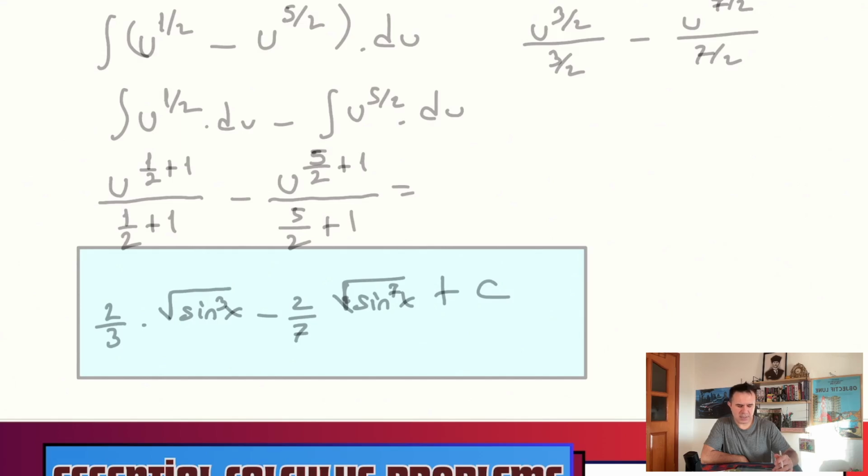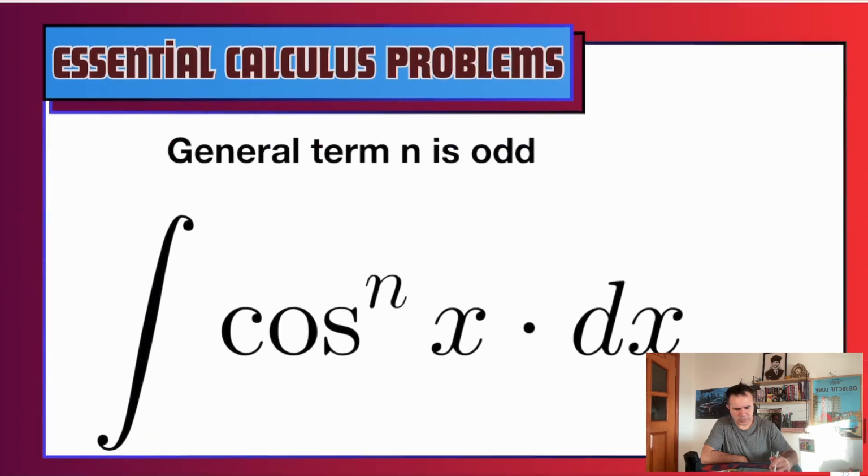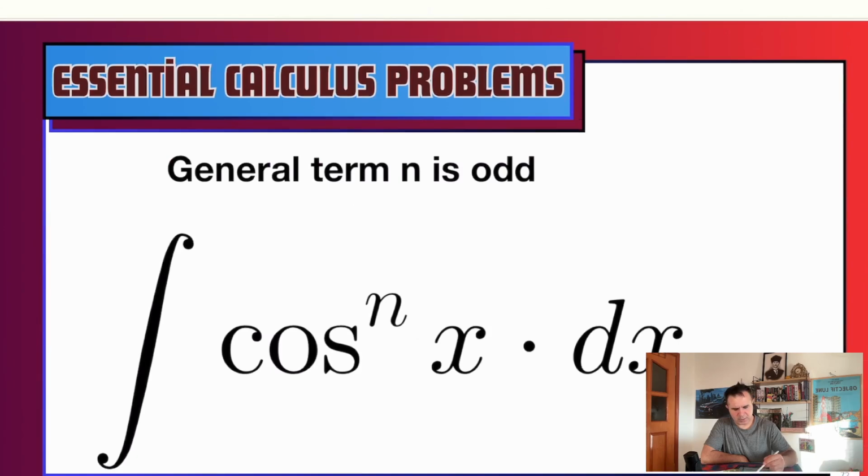And in the next video I will solve this problem: the integral of cosine to the power of n x dx, where the exponent will be an odd number. Okay, see you in the next problem.